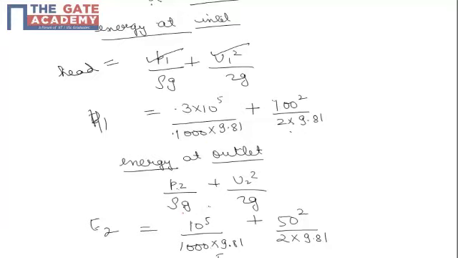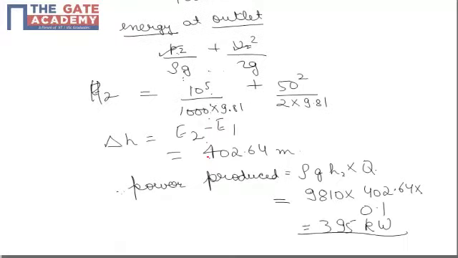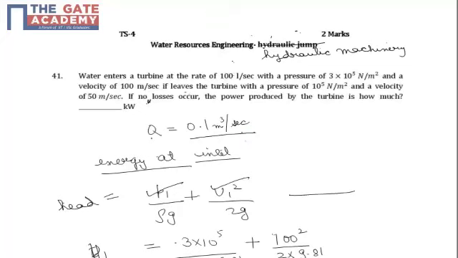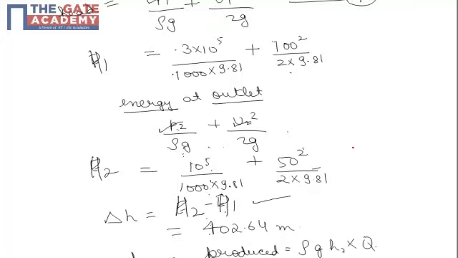And for energy at outlet, pressure is given as 1 into 10 to the power 5 and velocity at outlet is given as 50 meter per second. The difference between these two heads, H1 and H2, is entirely converted into power because no losses take place. So the head that is utilized in production of energy is definitely E2 minus E1, or H2 minus H1. H1 is calculated from equation number 1, H2 from equation number 2.